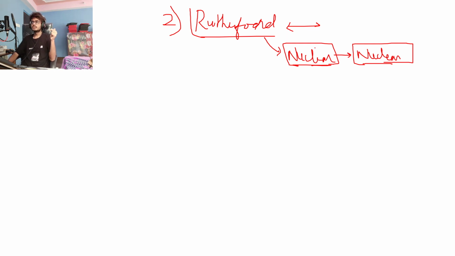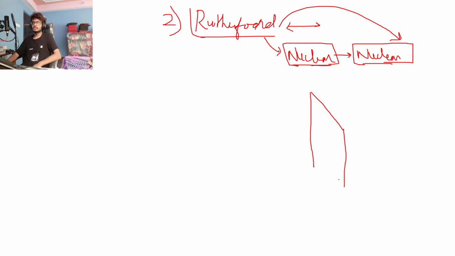But still, he was the one who found out the presence of nucleus in an atom. So how did he do that? There was a famous gold foil experiment that Rutherford carried out. In this experiment, he placed a thin gold foil, and he had an alpha emitter here.